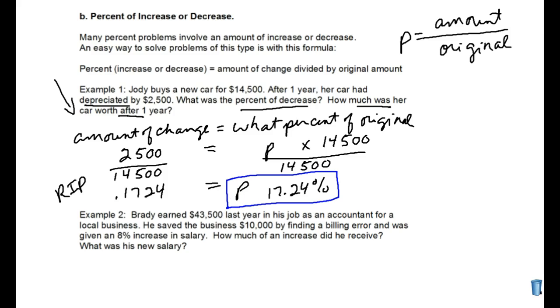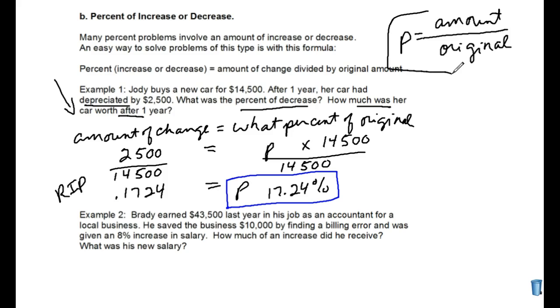Notice that what we did over here when we were solving our equation, we had the amount of change on the top, that's the 2,500, and the original amount on the bottom. So I could quickly do percent equals amount of change divided by original and get my answer using this little formula. And that's okay if you do that. You just want to make sure that you're using the correct numbers.